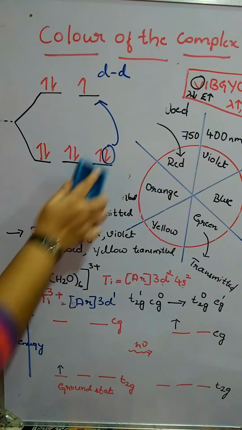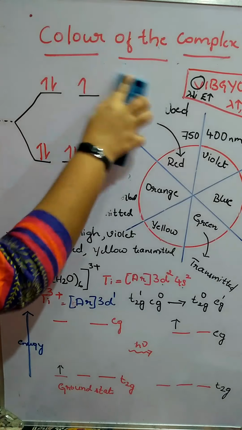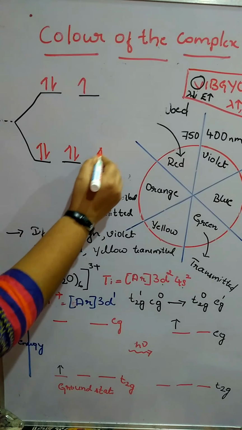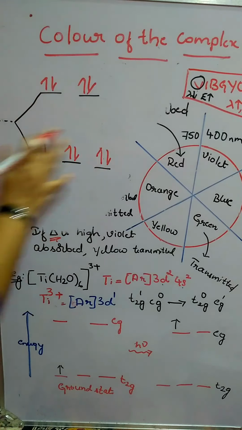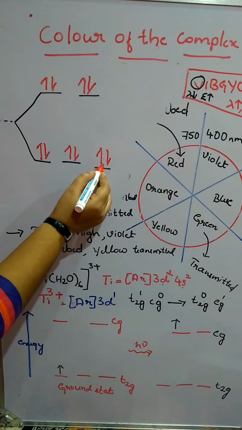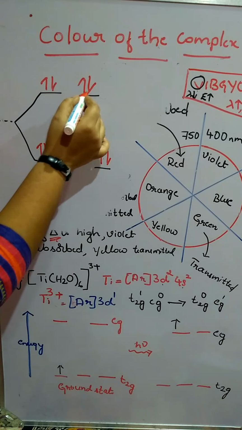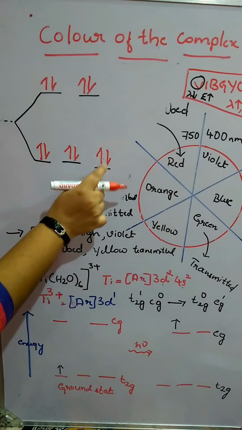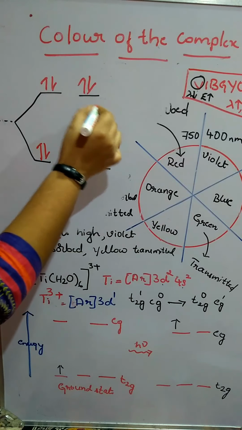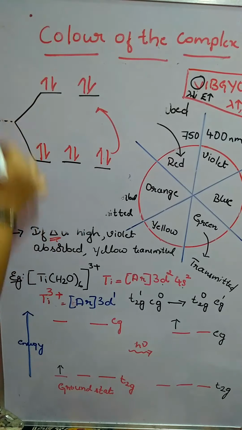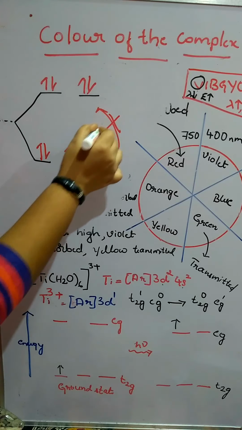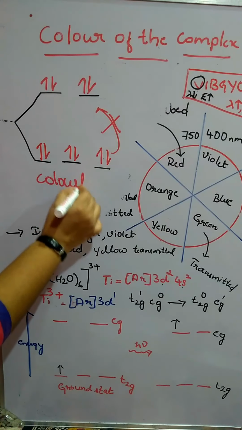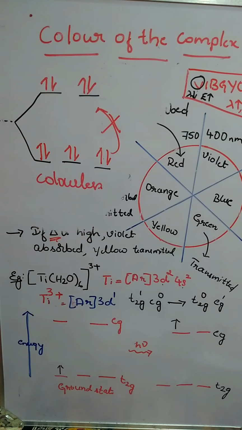Suppose the configuration is like this, that it is completely filled. From the ground state, the electron cannot move to the higher energy state, because in the higher energy state both the orbitals are completely filled. If the electron wants to move, it cannot be accommodated in any of the orbitals. So at that time, d-d transition is not possible. The substance is colorless in nature.